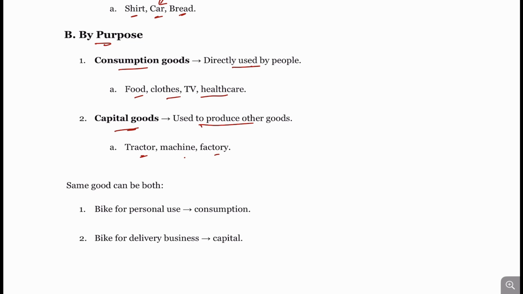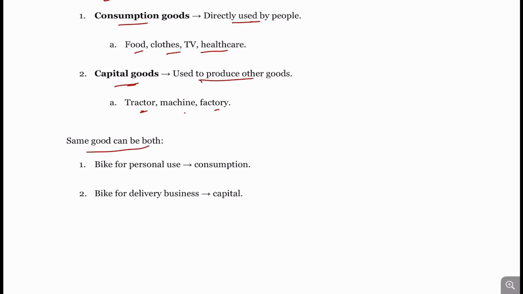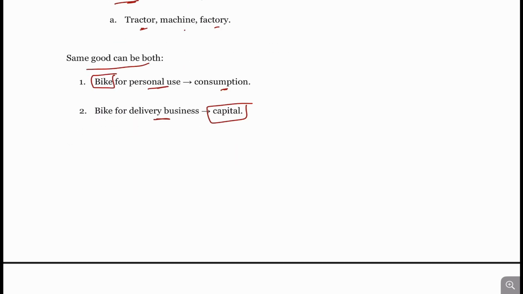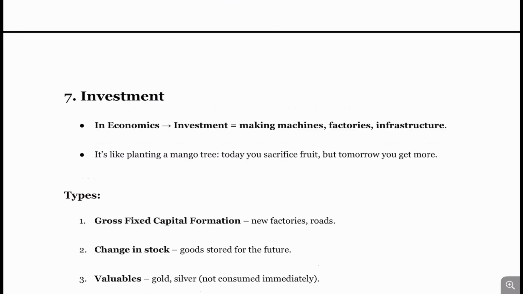The same good can be both. Suppose there is a bike or a motorcycle, which can be used for personal use also. Then this becomes a consumption good. And if a bike is being used for delivery of food or parcels, etc., then this becomes a capital good. So the same good can act as a capital good as well as a consumption good.